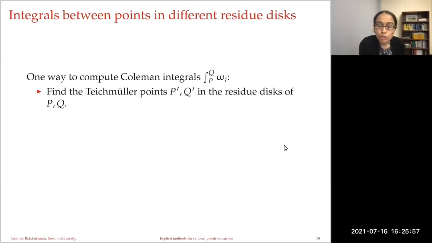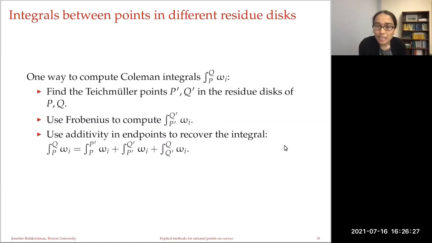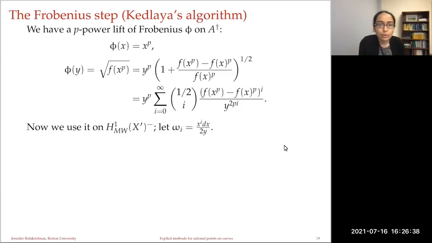All right, so one way to compute Coleman integrals between any two points, P and Q, is to first find these points that are fixed by Frobenius in the corresponding residue disks. So to compute the corresponding Frobenius fixed point P', and also the corresponding Frobenius fixed point for Q, call that Q', and then use Frobenius to compute the integral between P' and Q'. We'll say much more about that in just a moment. So there's this Frobenius step that's quite important. But then you can use additivity and endpoints to correct and get the integral that you actually wanted between the two points P and Q that you started off with. All right, so this is the Frobenius step.